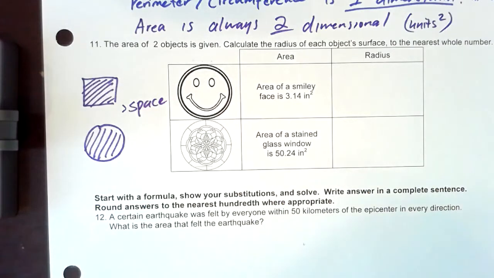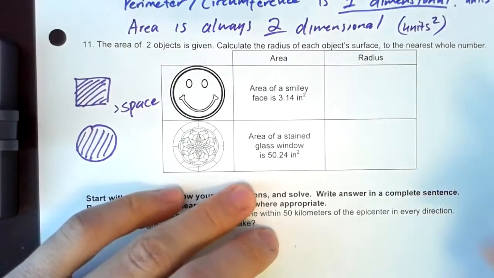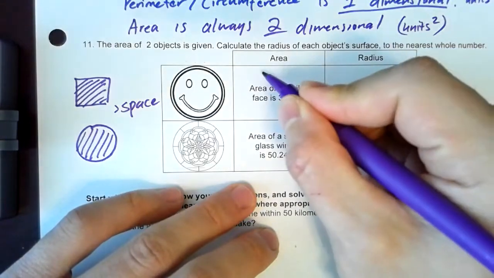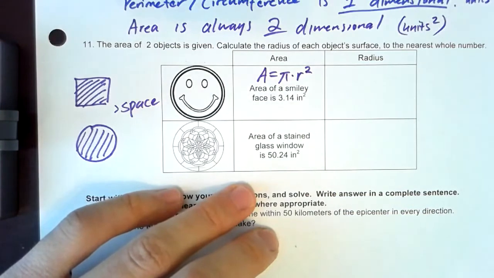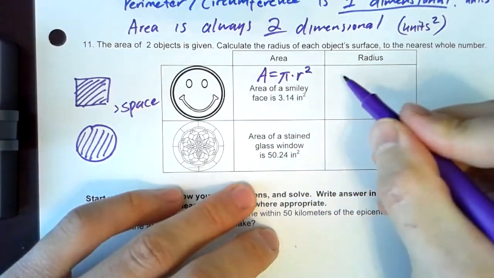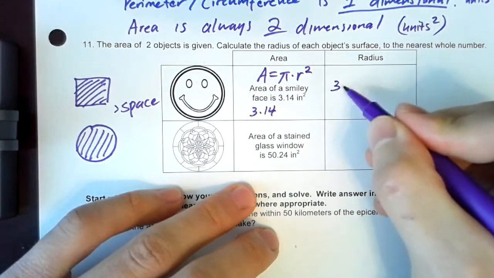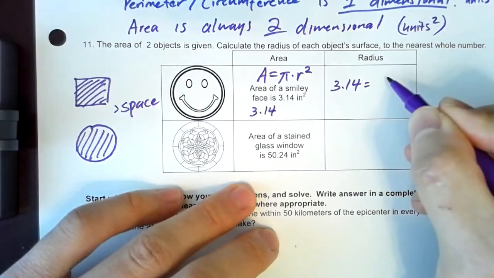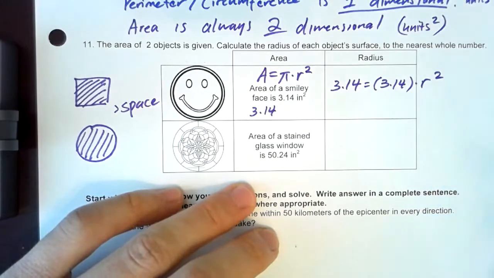The area of two objects is given. Calculate the radius of each object's surface to the nearest whole number. Okay, so this is where we have to use inverse operations, class. We know that by definition, the area of a circle is pi times r squared. So if they give us the area, 3.14, which is kind of a funny number to use, then we know that 3.14, which is the area, is going to equal pi, which is 3.14, times r squared.